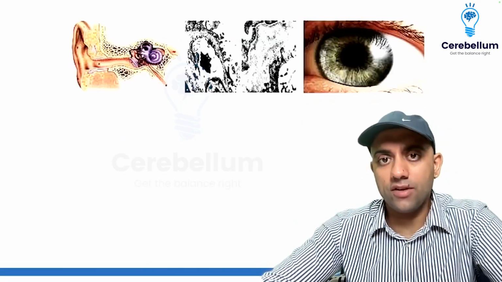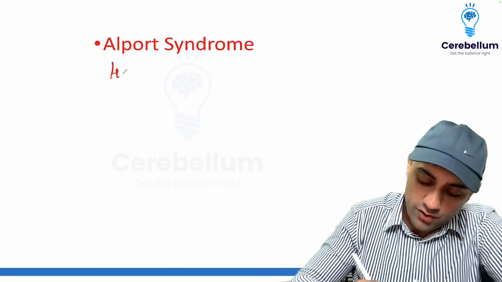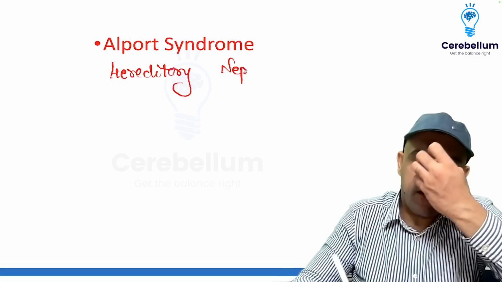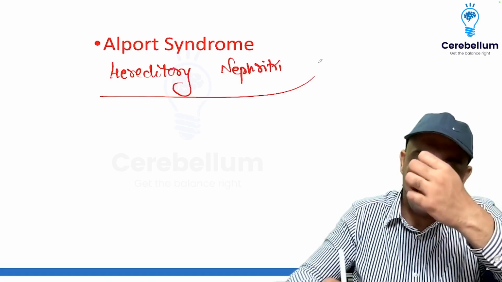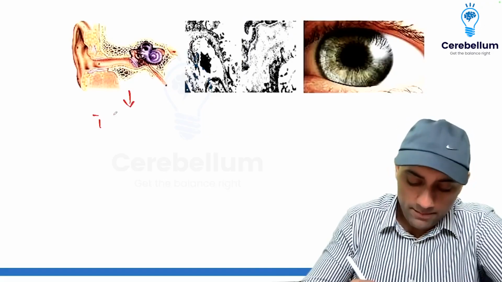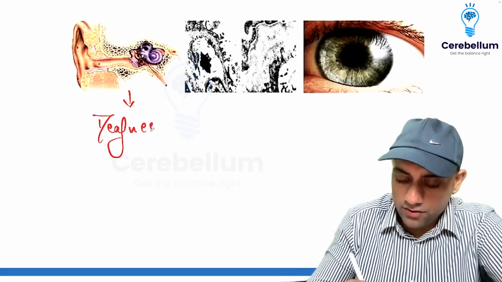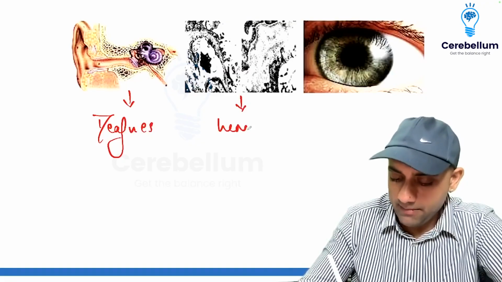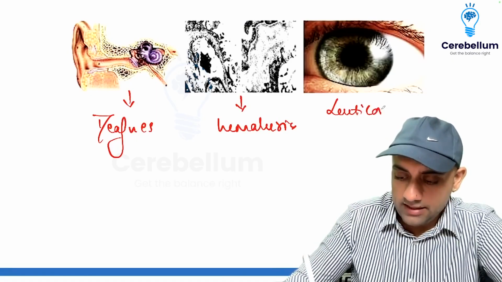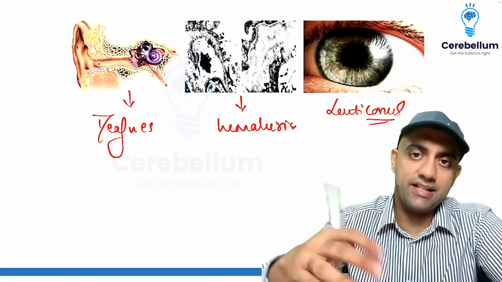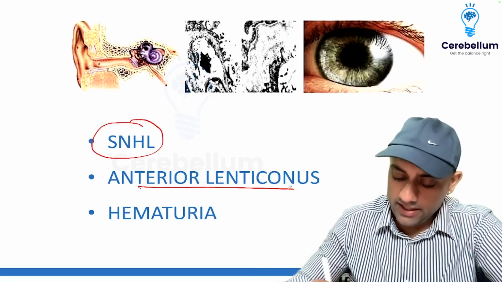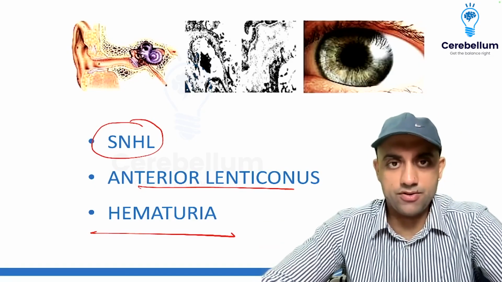Alport syndrome is also known as hereditary nephritis. It is a kidney problem. What all questions will come for Alport syndrome? You should know the triad. I have shown you an ear picture: the patient will have deafness. I have shown you a kidney picture: the patient will have hematuria. And I have shown you an eye picture. This is known as lenticonus. The lens has become cone shaped. So sensorineural hearing loss, anterior lenticonus, and hematuria is the triad of Alport syndrome.